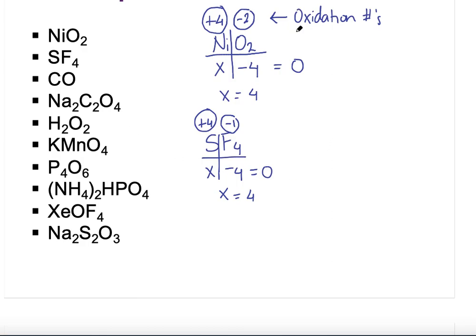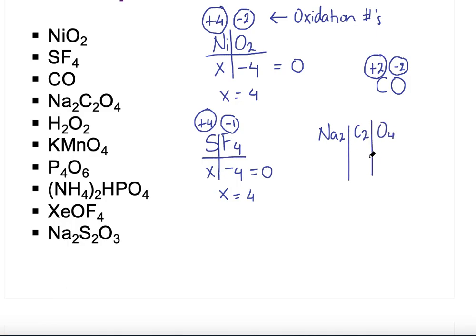So CO is carbon monoxide. That one is going to be pretty simple because I know that oxygen has an oxidation number of -2. And since they are in a ratio of 1 to 1, the only way for this to be equal to 0 would be if the carbon had an oxidation number of +2, and we don't even need a table for that. Done. The next one might be a little bit more complicated. So we're going to have Na2C2O4.